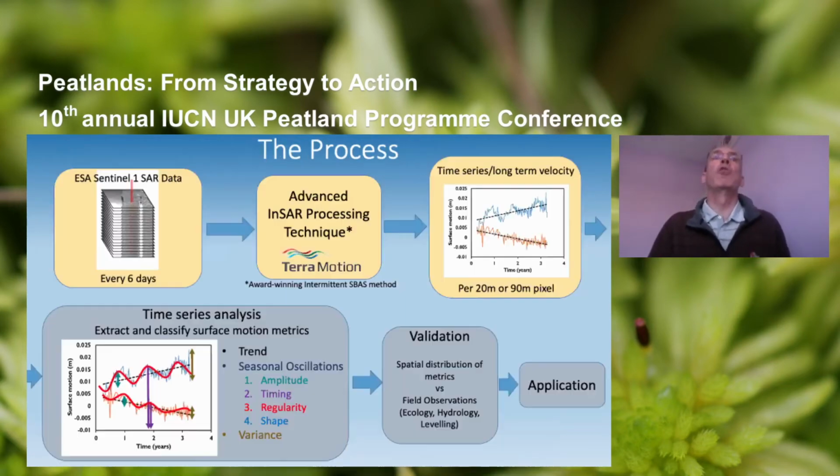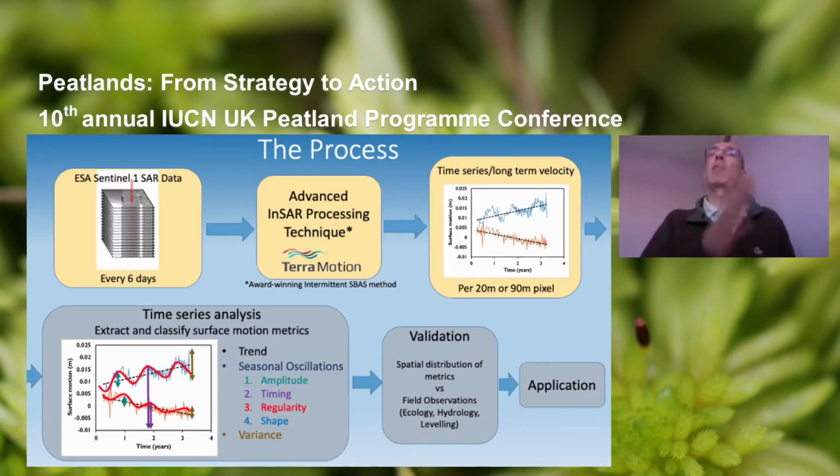So just taking you through our process, we start off with ESA Sentinel-1 SAR data. That's collected every 6 days. It's not affected by cloud cover in any substantial way. We then put it through an advanced InSAR processing technique. And that's really important because traditional processing techniques do not give continuous coverage over vegetation, but there are a couple of more advanced processes that do, and we need to have that coverage if we're going to get the time series of surface motion and the characteristics of surface motion.